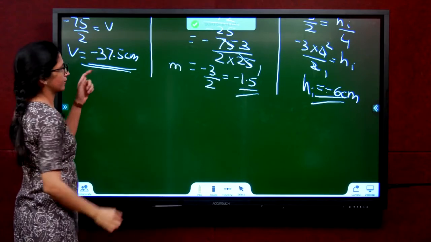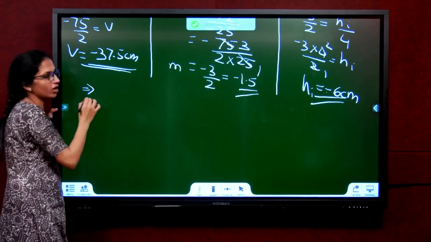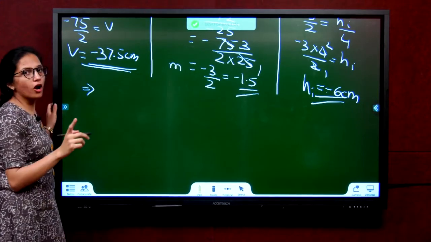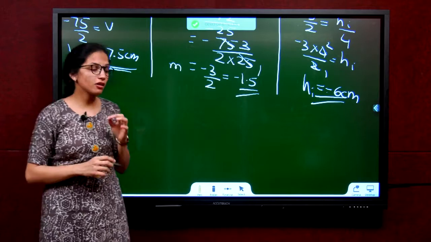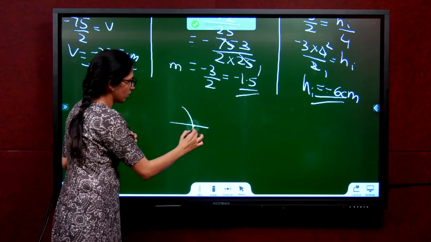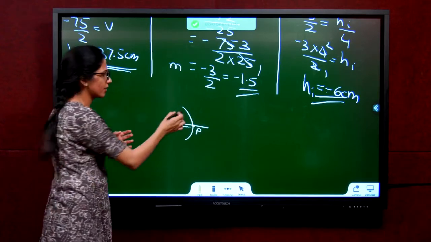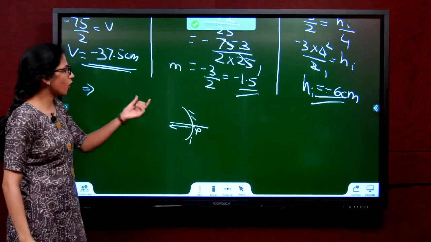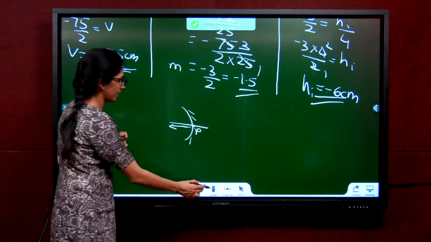Starting from here. Okay. So what will be the first statement? First statement, we talk about the position. The image is formed 37.5 centimeters. You tell me whether it's in front of the mirror or behind the mirror. This is the pole. If it's minus, it's this side. That means in front of the mirror. So write on, the image is formed 37.5 centimeters in front of the mirror. Next.